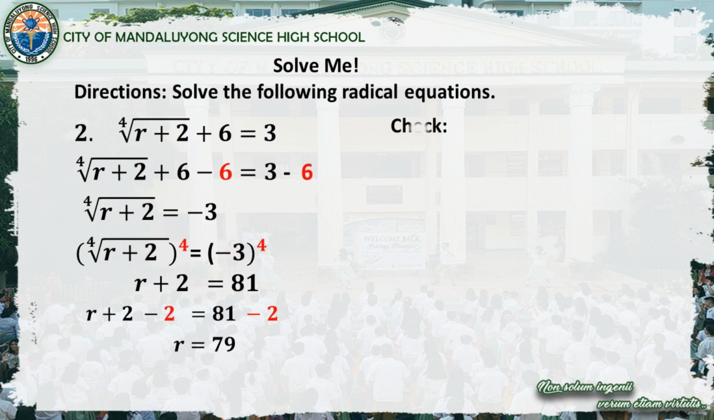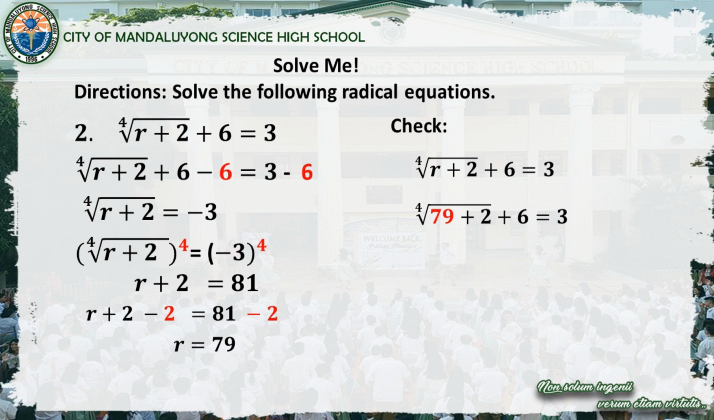Again, let us check. Let us prove if 79 is really the solution of this particular equation. So go back to the original equation: the fourth root of r plus 2, plus 6 equals 3. Again, just plug in 79 to r. So we have the fourth root of 79 plus 2, then plus 6 is equal to 3.